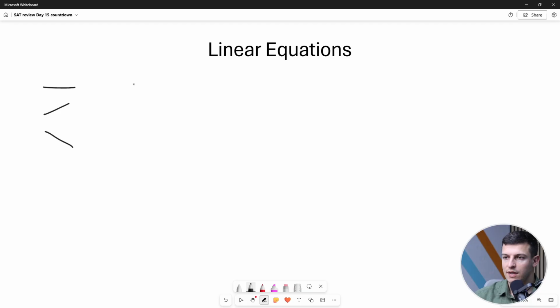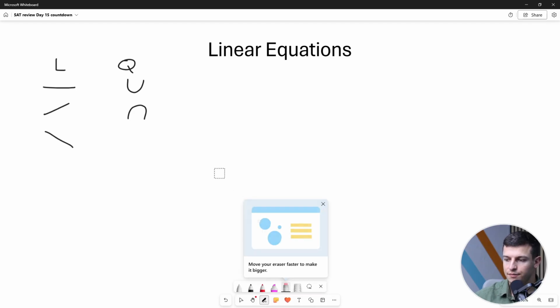But in a quadratic equation, the change is not linear anymore. So we can have an upwards parabola, we can have a downwards parabola, etc. It's moving in a different pattern than a linear. That's why we're not calling it a linear equation. All right, so let's take a look.